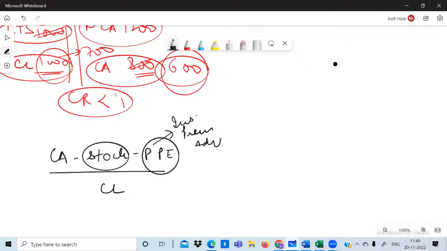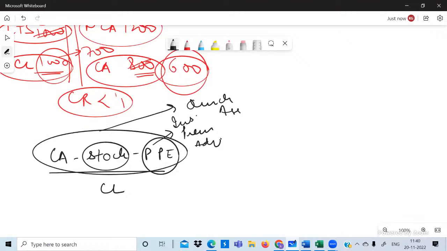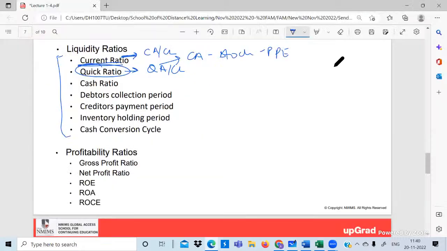So when I say current assets minus stock minus prepaid expense, the numerator will consist of quick assets. It will consist of those assets which can get converted into cash quickly. So I'll take quick assets in the numerator, divide it by current liabilities, and I'll get the quick ratio. So that's the quick ratio, which is more stringent than the current ratio. Any doubt with the current ratio or the quick ratio before we look at the cash ratio?